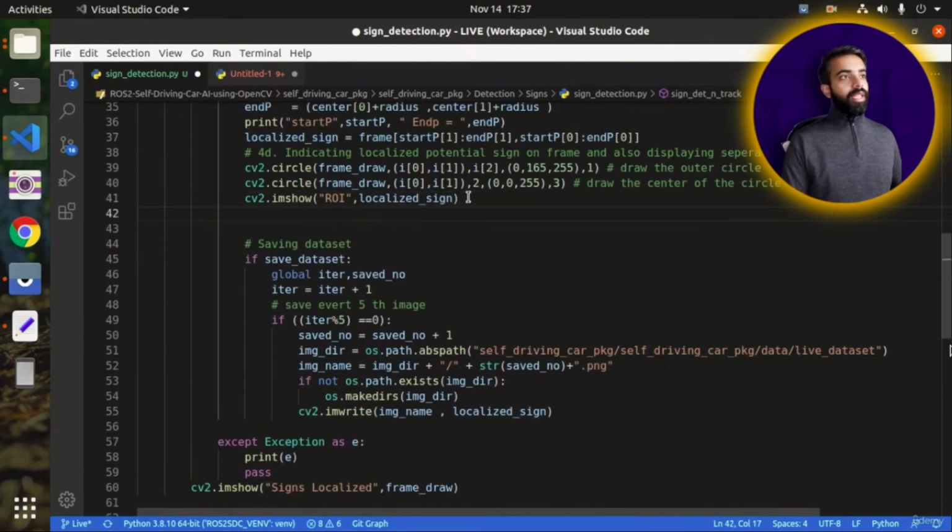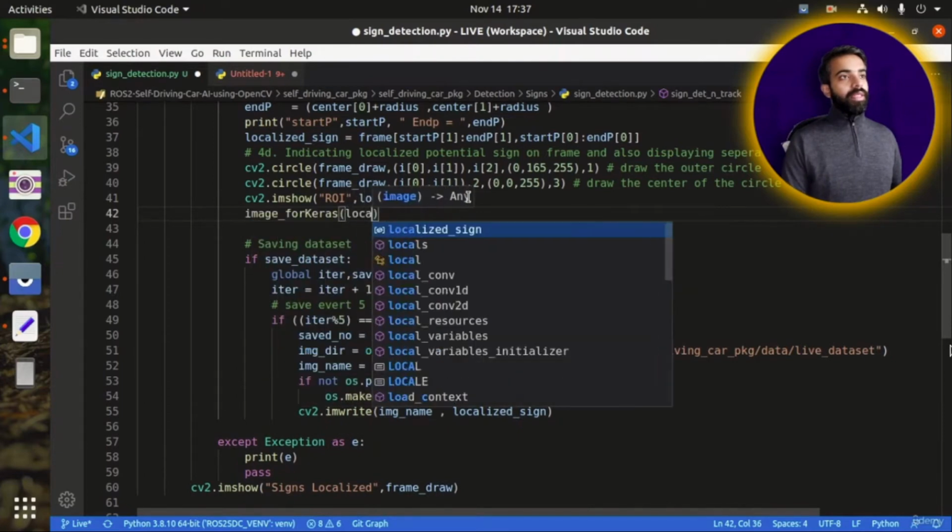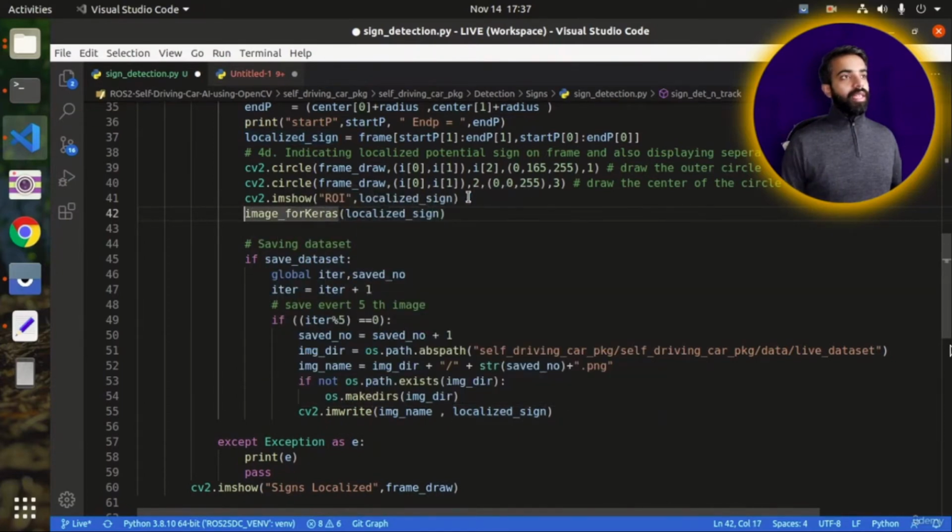After we have defined the image for keras function, we move after the localized sign and call that function. We pass in the localized sign, and this gives us the output as the image format which the model will accept. So we call the model, pass in this converted sign, and this gives us the output of the confidence score for each of the categories that the model possesses.